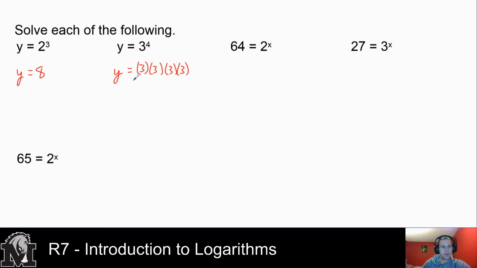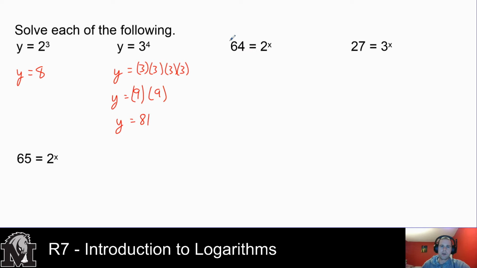And some of you maybe know the answer already, but I would do it kind of step by step. 3 times 3 is 9. And then this is also 3 times 3, so that is also 9. And 9 times 9 is 81. Here we have one that's a little bit different. Rather than having our variable by itself, now the variable is part of an exponential expression. So this can be a little bit trickier to solve.